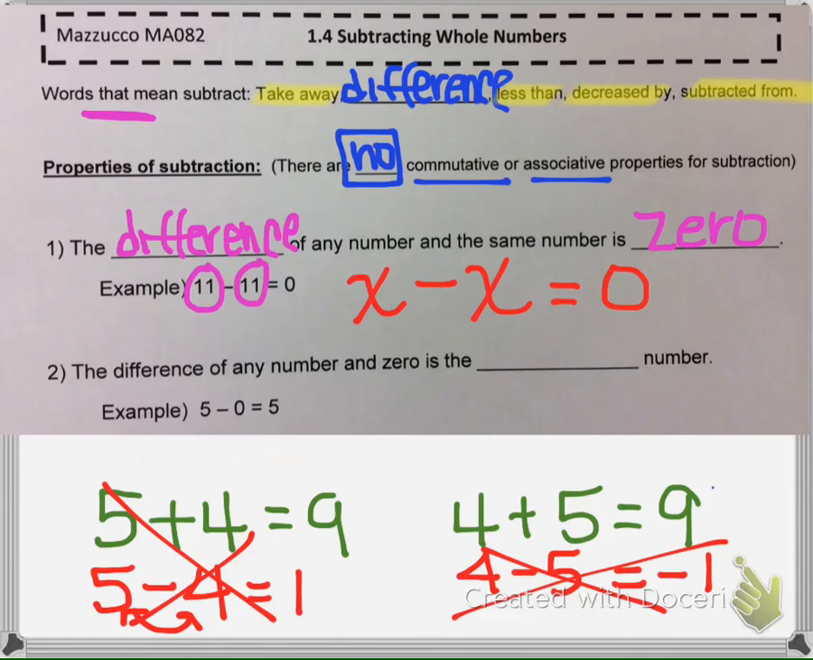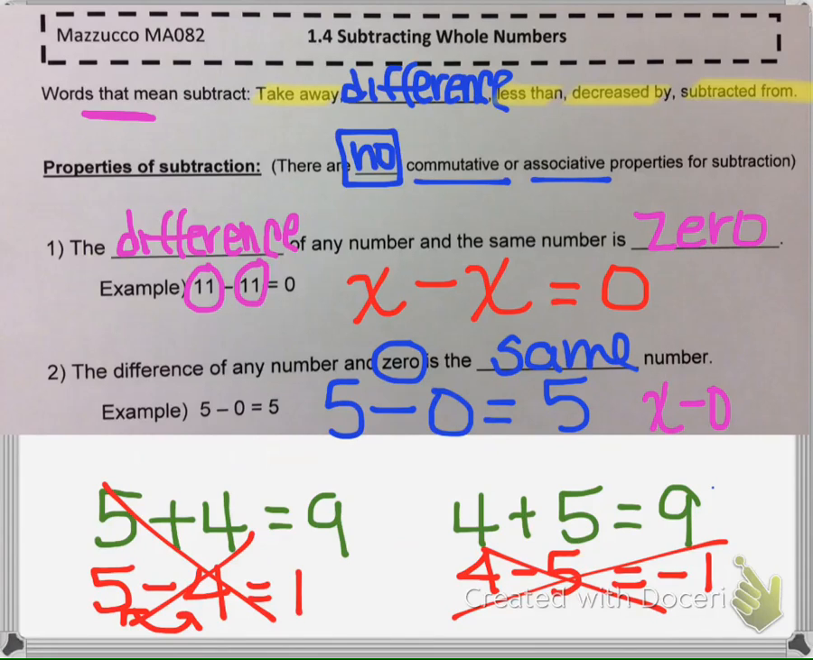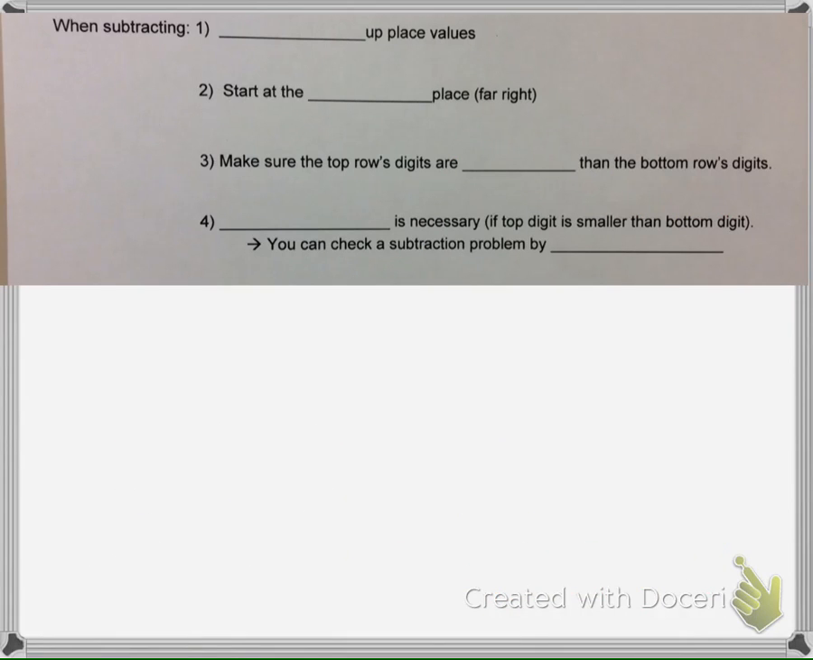The next property, property 2, says the difference of any number. If we take any number like 5 and take the difference of 5 and 0, we always get the same number. So if we had x and we take nothing away, we still have x. Alright, let's go ahead and get into some subtraction here.